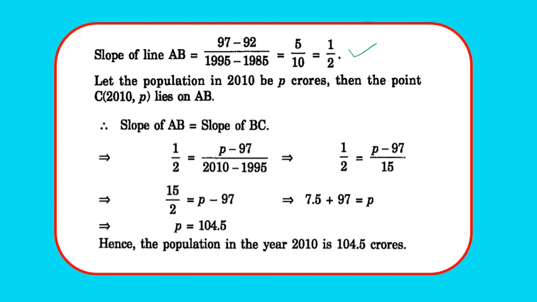Now let the population of the city in 2010 be p crores. Then the point C (2010, p) lies on AB. So slope of AB will be equal to slope of BC. Applying the concept, we get half equals p minus 97 upon 2010 minus 1995, so half equals p minus 97 upon 15. Cross multiplying and simplifying, we get the value of p as 104.5. So the population of the city in the year 2010 will be 104.5 crores. Clear? So pause and note down the solution.